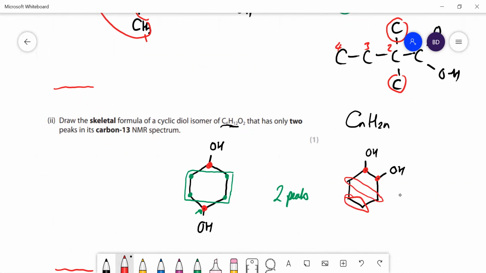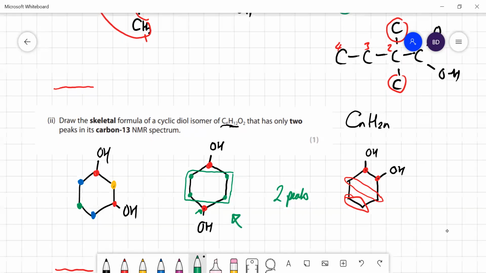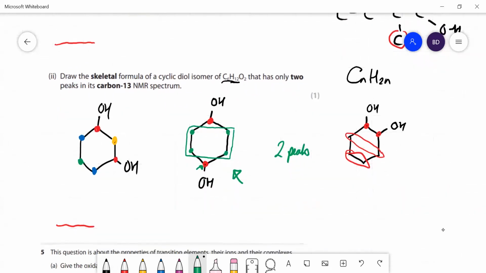Okay, the other option is you could have them one there and one there. That would give you more peaks. So you'd have those 2 be the same. That yellow one would be different, that'd be unique. And then those blue ones would be the same. And finally, that green one would be unique. So that would give you 1, 2, 3, 4 peaks. So this is our answer, 2 peaks. That's a fairly standard question, really.